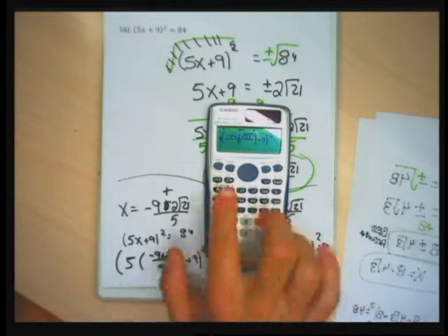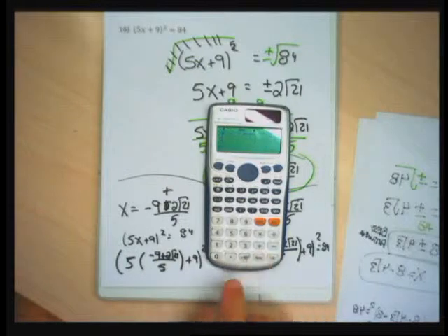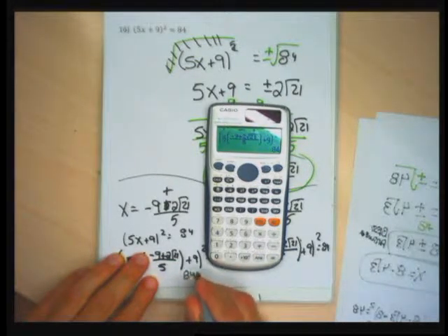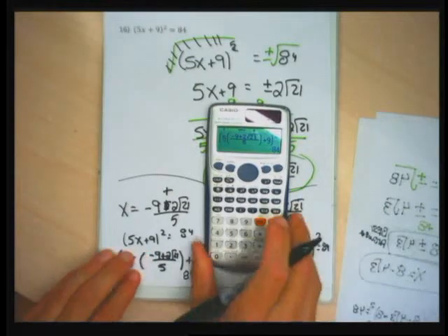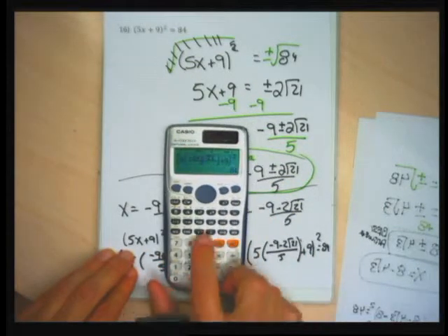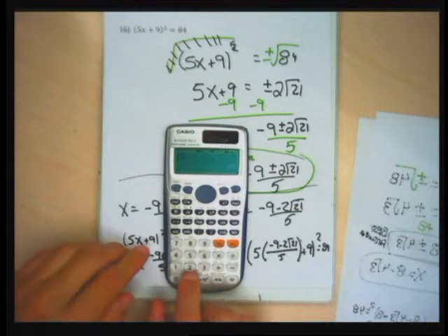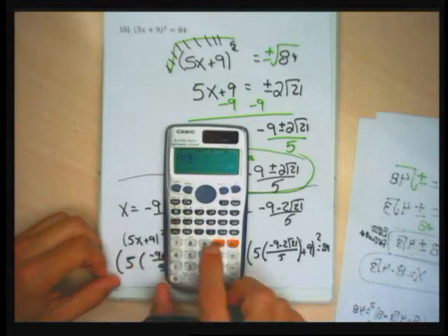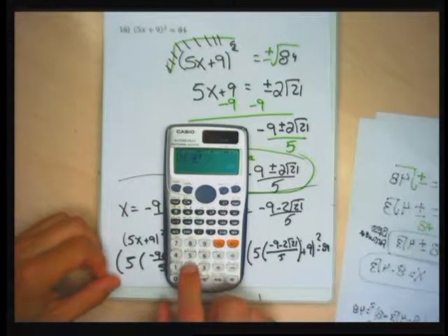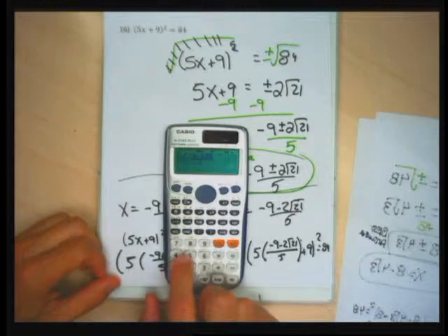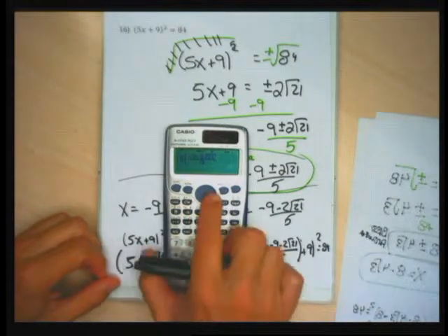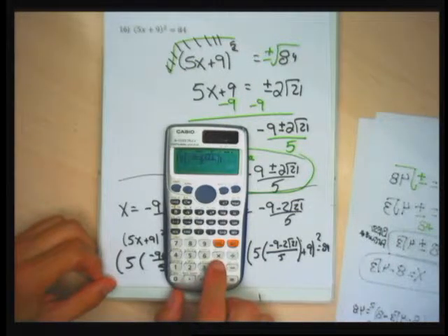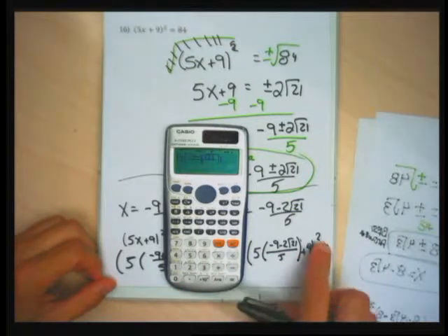But I've entered this nasty thing pretty nicely, and I reduce it, and it comes out to 84 just like it needs to be. So I know that I haven't made a math error. I get 84 equal to 84. Move over to the other side. Parentheses, 5, parentheses, fraction, negative 9 minus 2 square root of 21 over 5, close out my parentheses. So I'm getting there, and I just need to tack on the plus 9, close the parentheses, and square it.